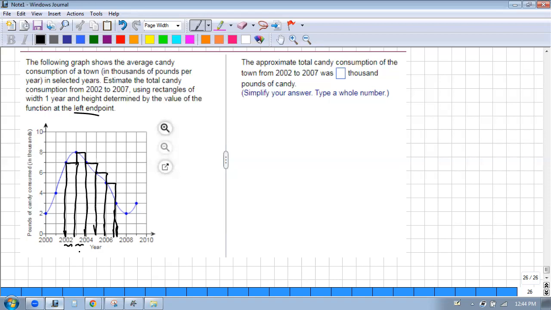Since these are all a width of 1, basically the total here is going to be 7 times 1 plus 8 times 1 plus 7 times 1, and then 6 times 1, 5 times 1. Oh, that's the last one. So just add those all up. That's the area of each of these rectangles. So in its approximation, because here it's too small, here it's too big, here it's too big, here it's too big, it's going to be an over approximation. No, overestimate.